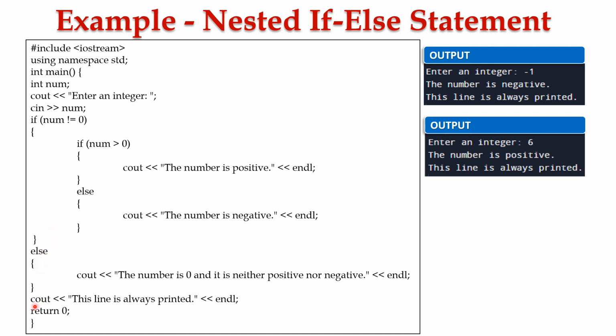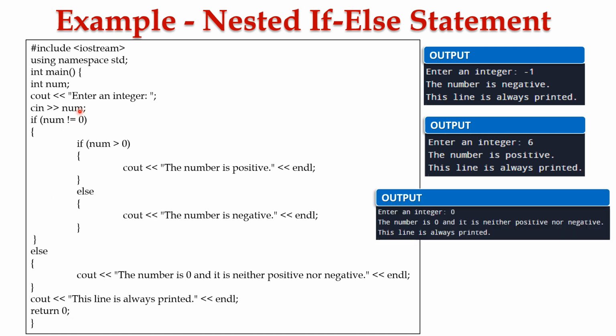So we have to execute the statement cout, that is, the line is always printed. So it has been printed and the program gets terminated here. We can have another example also here. So using the cout statement, enter an integer has been displayed to the user. User has given 0. So here the 0 is being obtained by the program using cin statement.